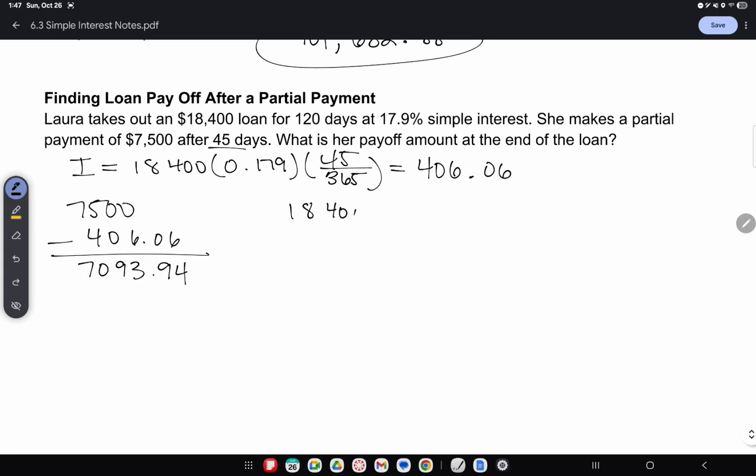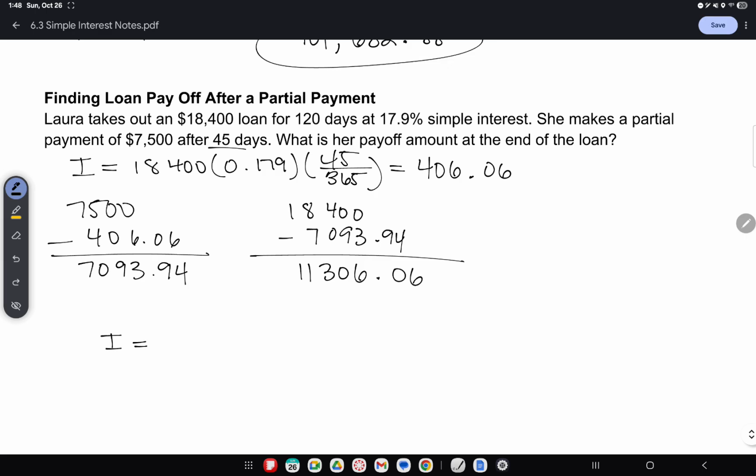So, all right, 18,400 minus 7,093.94 to get 11,306.06. But now, that's how much we would owe on the loan, but we still have some time left in it. So my guess is if we're making a $7,500 payment, we don't have the rest of that 11,306, or we probably would have paid it all off right then and there. So we need to find the interest left on the loan.